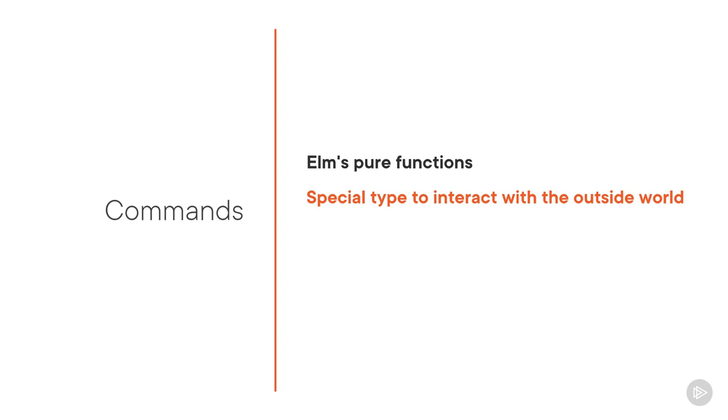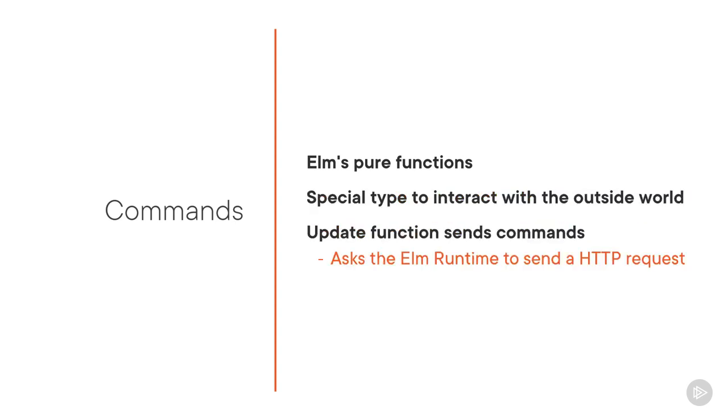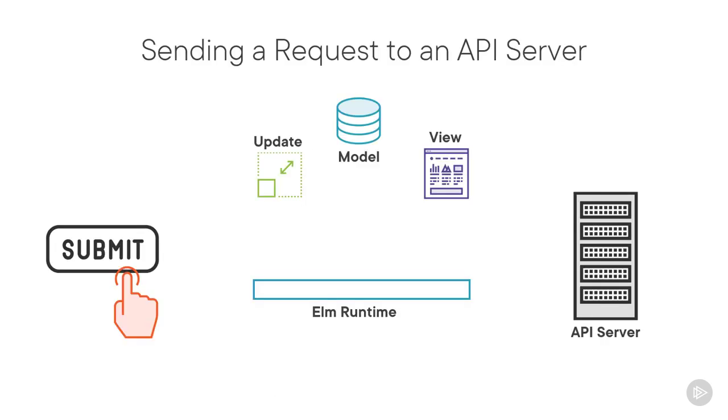In a web app, the update function is responsible for sending commands to the Elm runtime. For example, the update function can send a command to the Elm runtime to ask it to send an HTTP request. When a user clicks the button to submit the order, the onClick event goes to the Elm runtime, which sends a message to the update function. In addition to updating the model, the update function also sends a command with the API request to the Elm runtime, which sends the HTTP request to the API server.